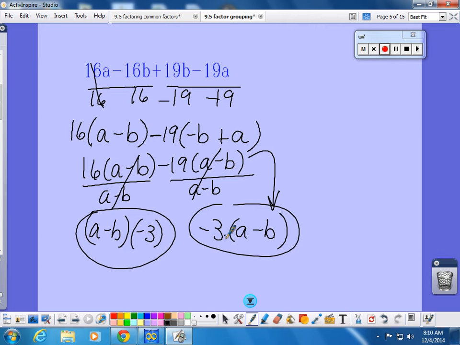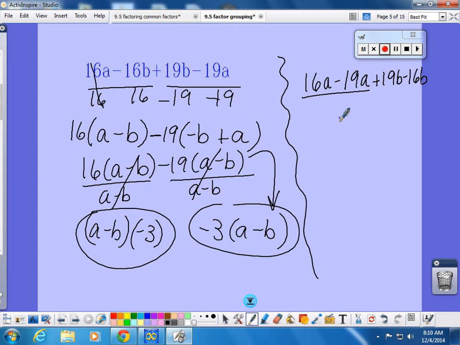I did 16B plus 19B, I got 3B, and then negative 3A. Okay, I'm going to do it that way. I told you I'd try to do it both ways. All right, so 16A minus 19A, and then a positive 19B and a negative 16B. This would give you what? Negative 3A. And this would give you what? Positive 3B. All right, I'm really glad you reminded me to do it this way.